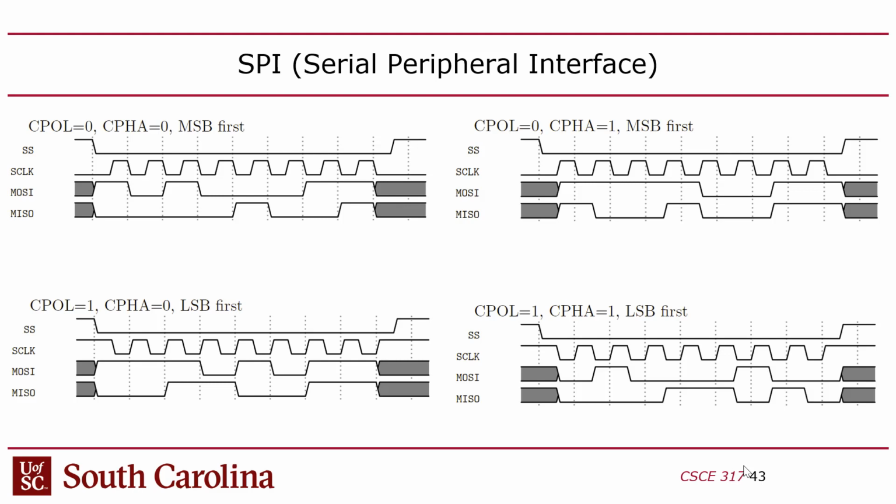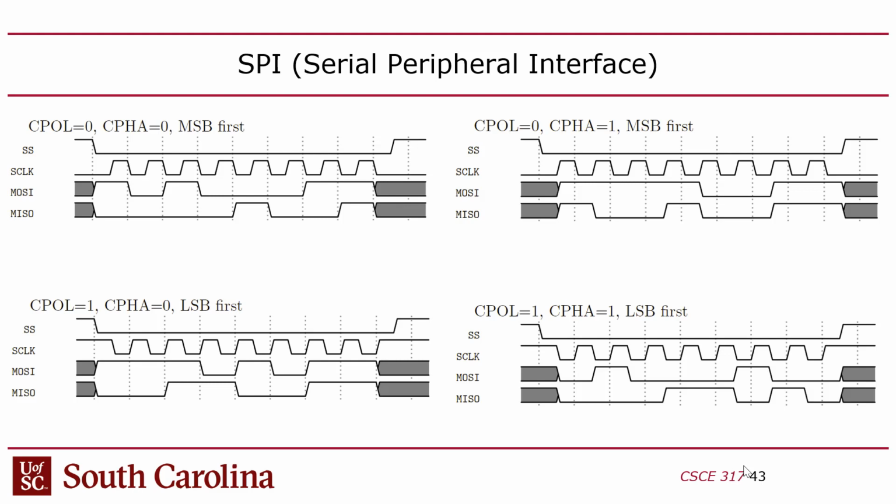So notice the data changes one cycle ahead of the clock over here, and over here the data and the clock both start out changing at the same time, right? So ignore what I said earlier when I said look at the slave select and the clock. You want to look at the data and the clock. Make sense?